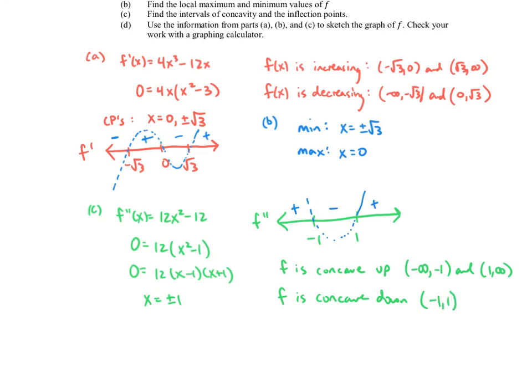Now remember, a point of inflection is going to occur when the second derivative changes signs. So there is a point of inflection at x is equal to positive and negative 1 in this case.